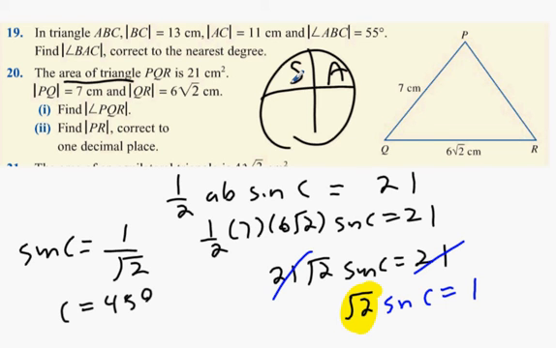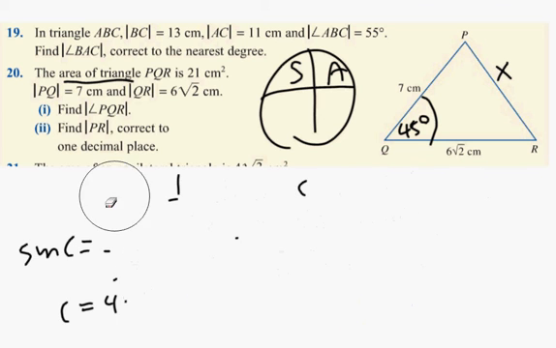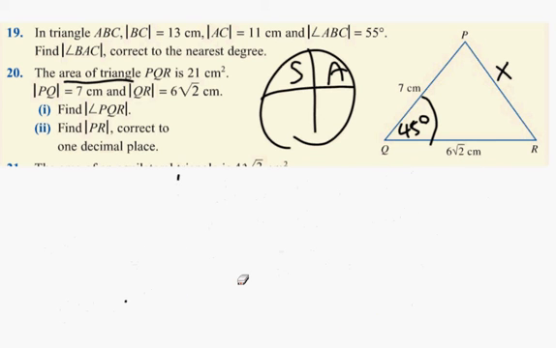Find PR correct to one decimal place. What are we trying to find now? This guy here? And we know this to be 45 degrees. What do you think you can do? Anybody? Split it in two, maybe. Nope. Cosine rule. The reason you can't split it in two is you don't know it's an isosceles triangle. Only if it was an isosceles triangle could you split it in half and do Pythagoras and figure it out that way. But no, it's not an isosceles triangle.